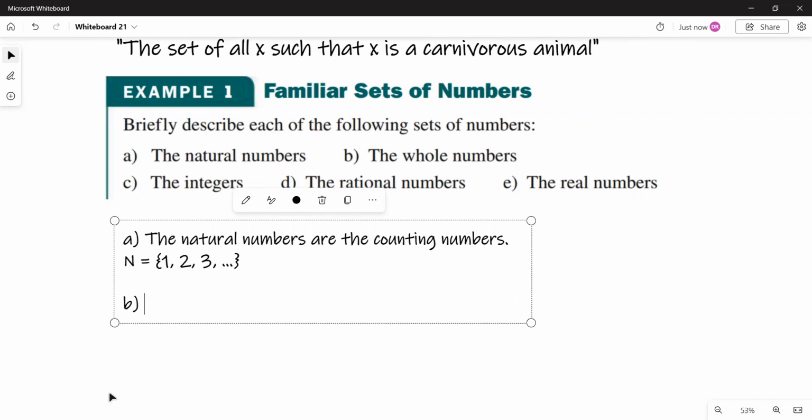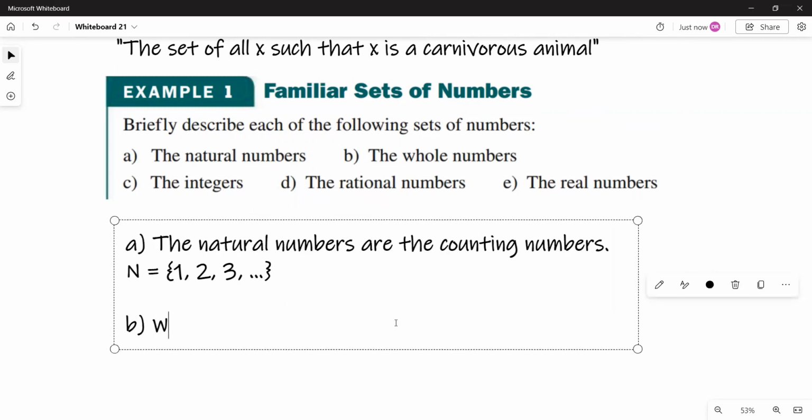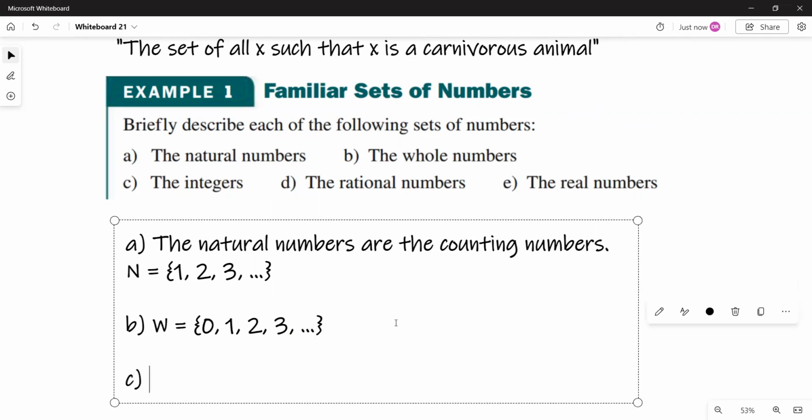So the set of whole numbers is going to be the set with the natural numbers and the number 0. Make this a little bit bigger. So the set of whole numbers is going to be the natural numbers and the 0. And the set of integers is going to be the set of the whole numbers and the opposites of the natural numbers. So we can denote this with the letter I, or sometimes that's written with the letter Z.